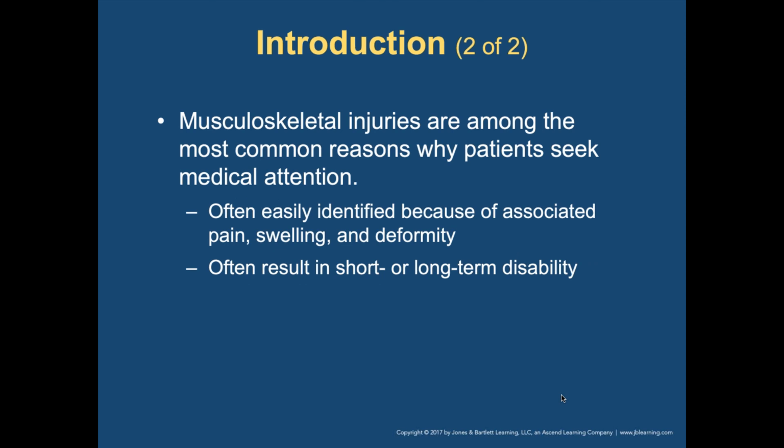All right. So we'll talk about the musculoskeletal injuries. Musculoskeletal injuries are often easily identified because of pain, swelling, and deformities. Although musculoskeletal system injuries are rarely fatal, they do often result in long-term disability. I mean, you could have an ACL or MCL injury, and let's say you had an ACL injury but you also broke your tib-fib. You're going to be out for a hot minute.